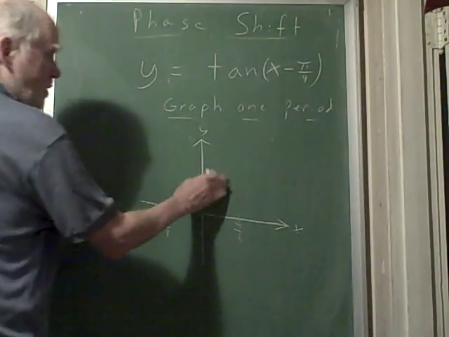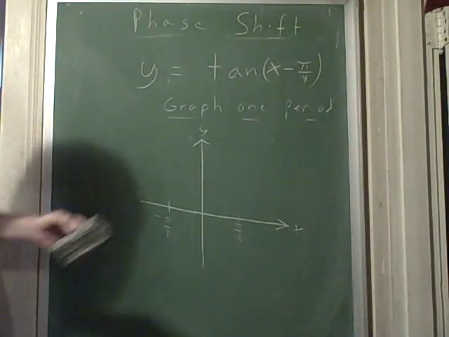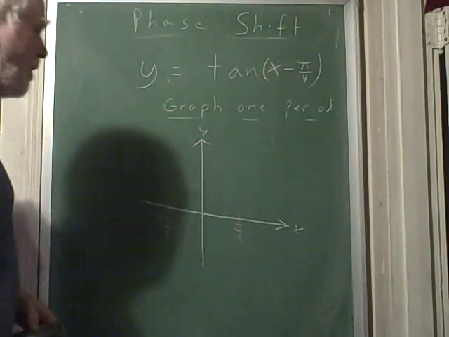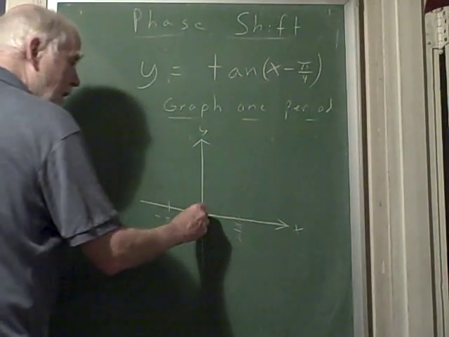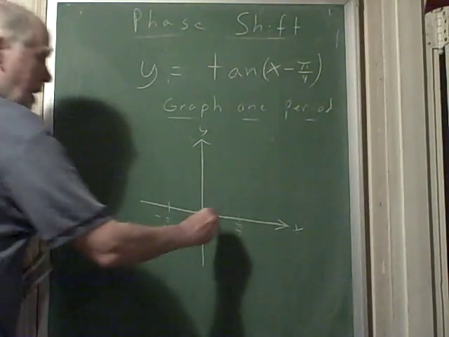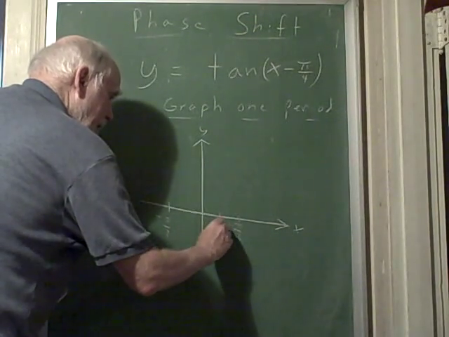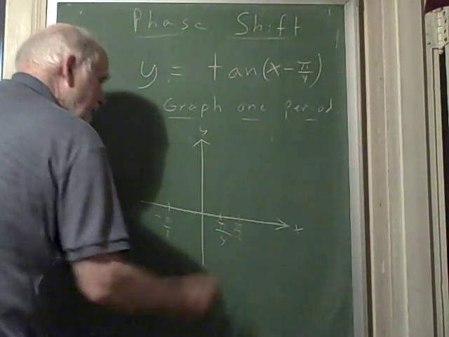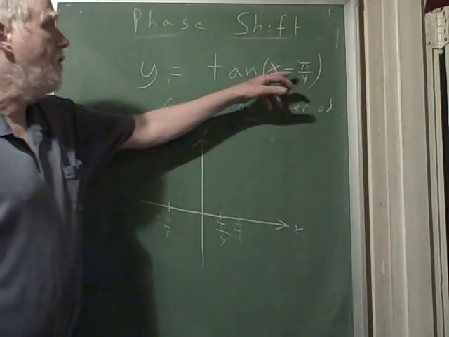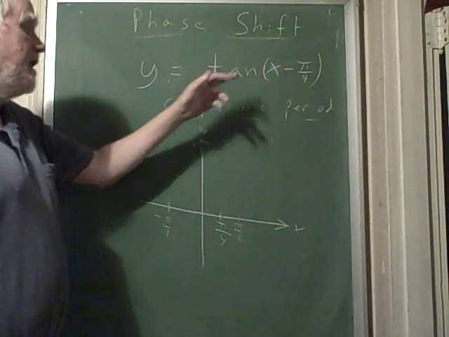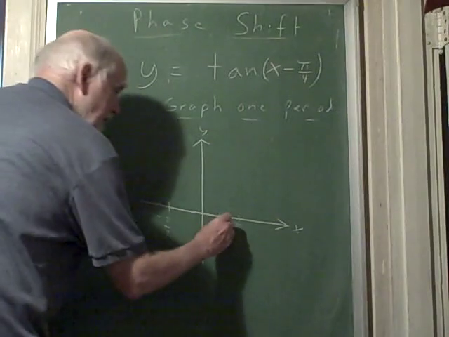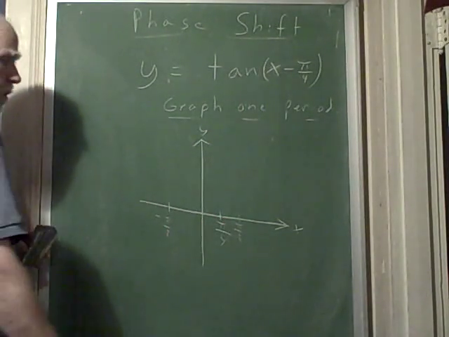I don't want that in there because we're going to move it. In the opposite direction of the sign, we're going to move it pi over 4 units to the right. So where it normally hits 0 there, it's going to be pi over 4 units here. And that's where it's going to hit 0, because when x is pi over 4, you have 0 inside, and tangent of 0 is 0, so we know it hits here. And so that's the center point.